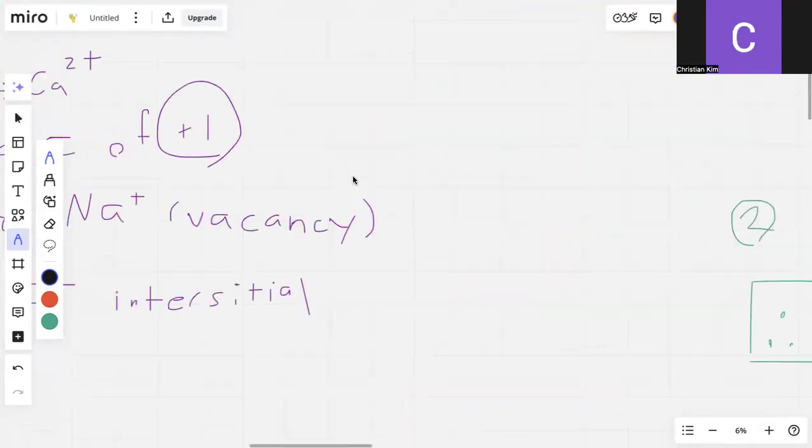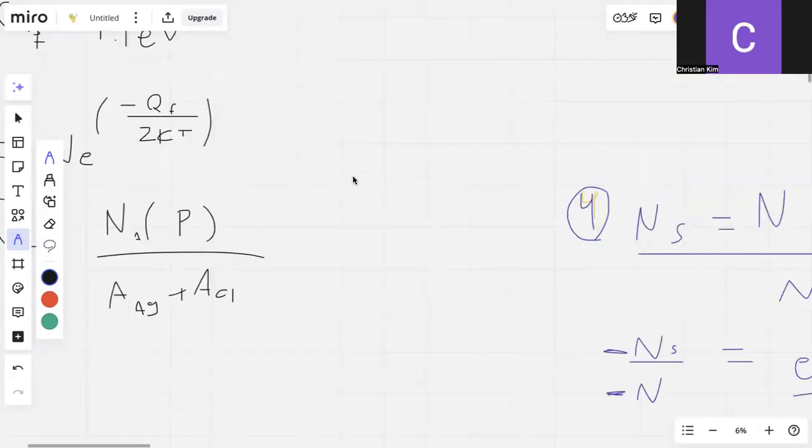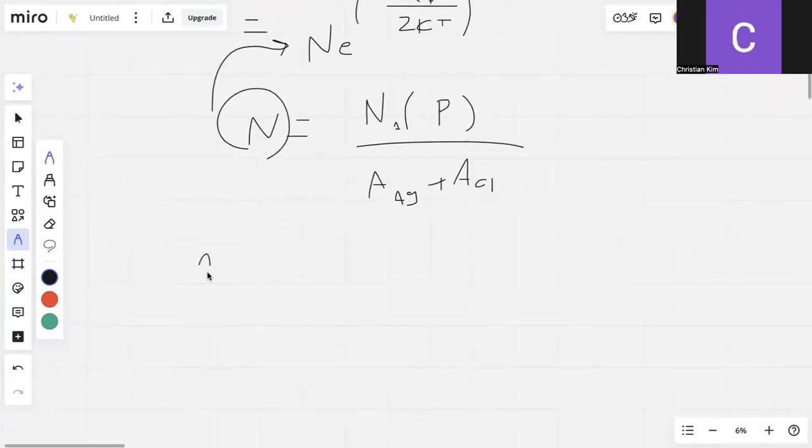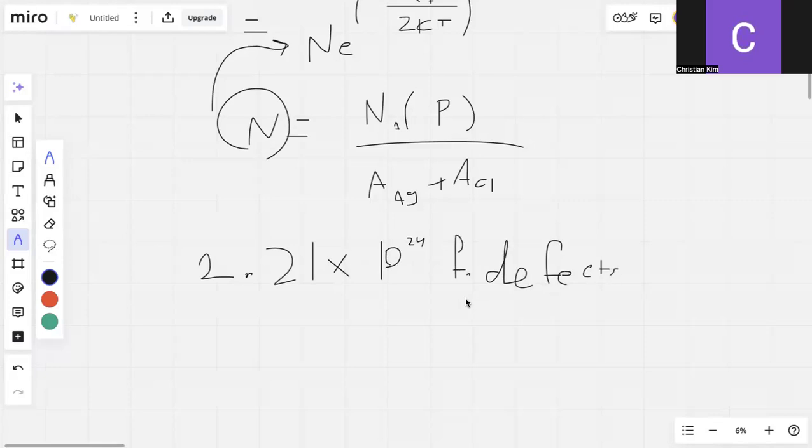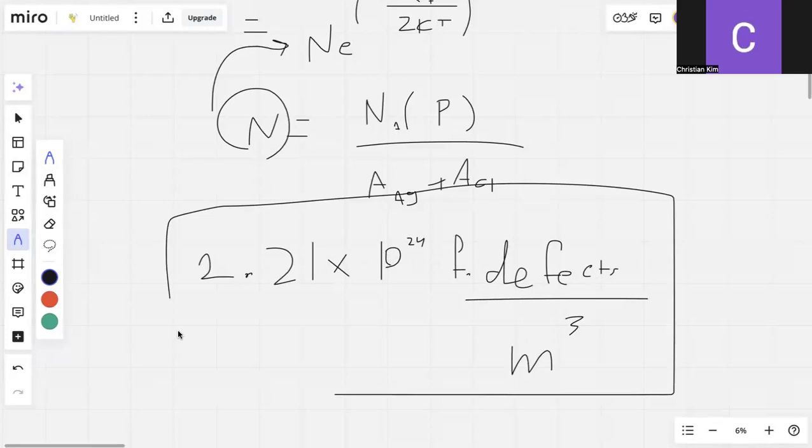And in the end, you should be getting 2.21 times 10 to the 24th Frenkel defects, so I'll put F defects, per cubic meter.